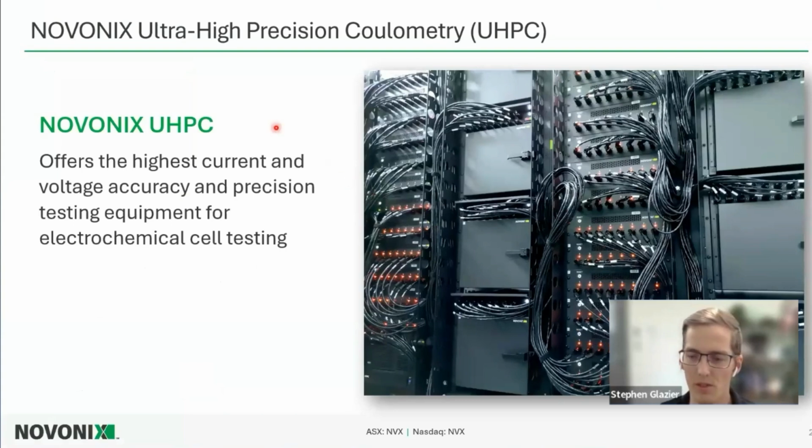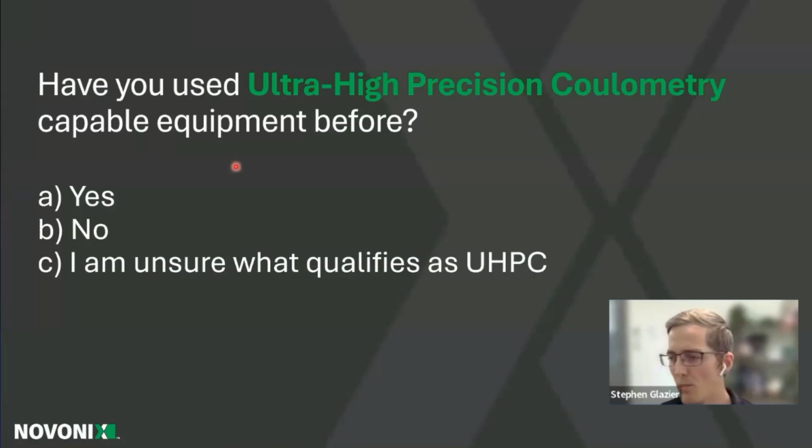And really, there's a focus here on doing this very accurately and precisely. So NOVONIX offers ultra-high precision coulometry equipment, which is capable of doing these really accurate and precise measurements of current and voltage, which really enable some of these insights.